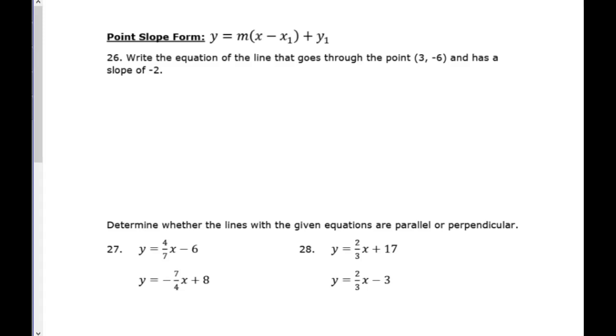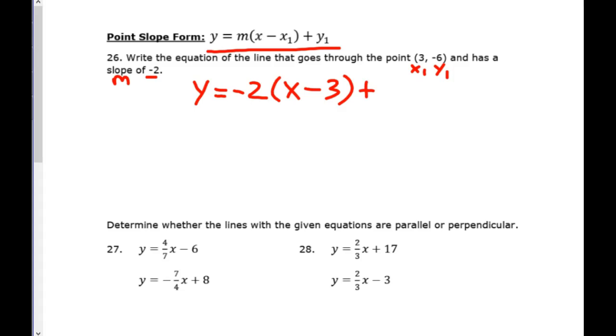So, we got a point, and we got a slope. And we've been using this point-slope formula when we were doing the perpendicular bisector. So, let's do this. Y equals m. Now, my m is my slope, which is negative 2. Negative 2. X minus, now x1 and y1 are right here. So, minus 3, parentheses, plus, and then y1 is negative 6.